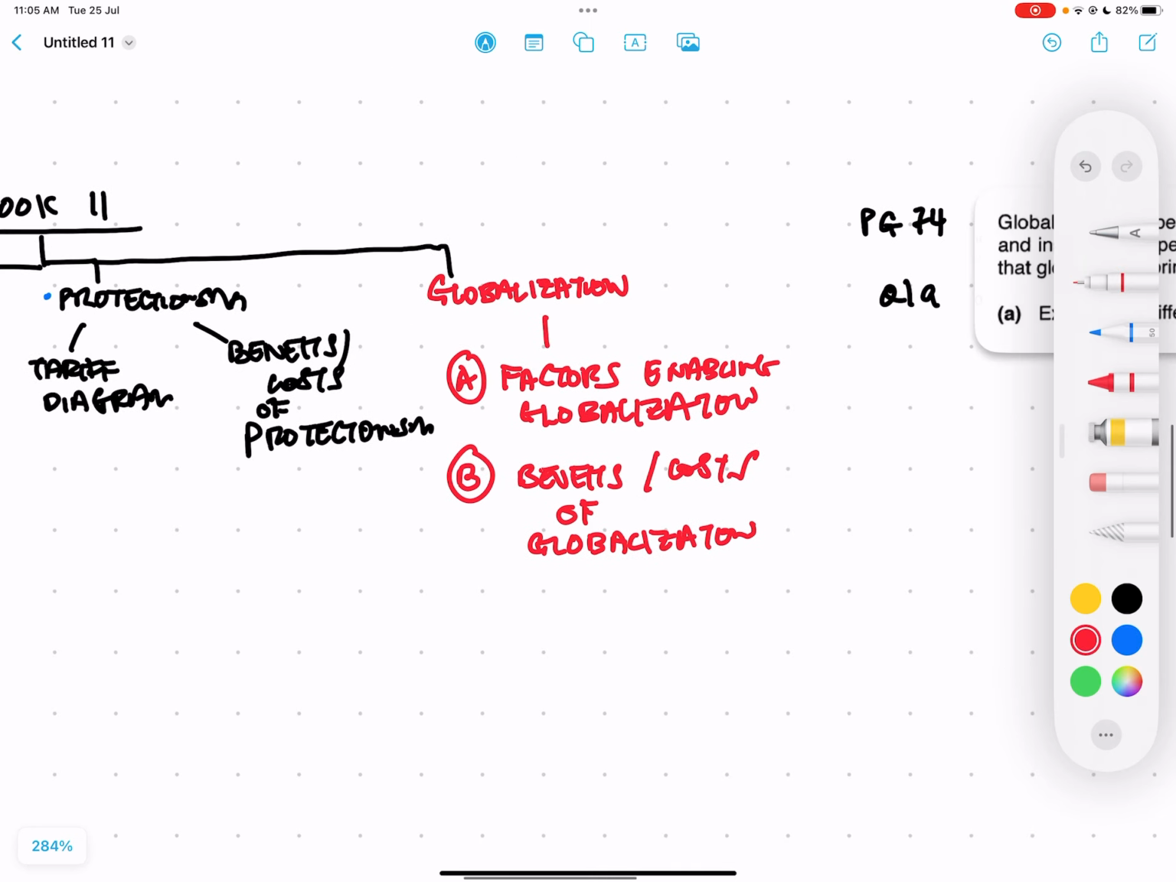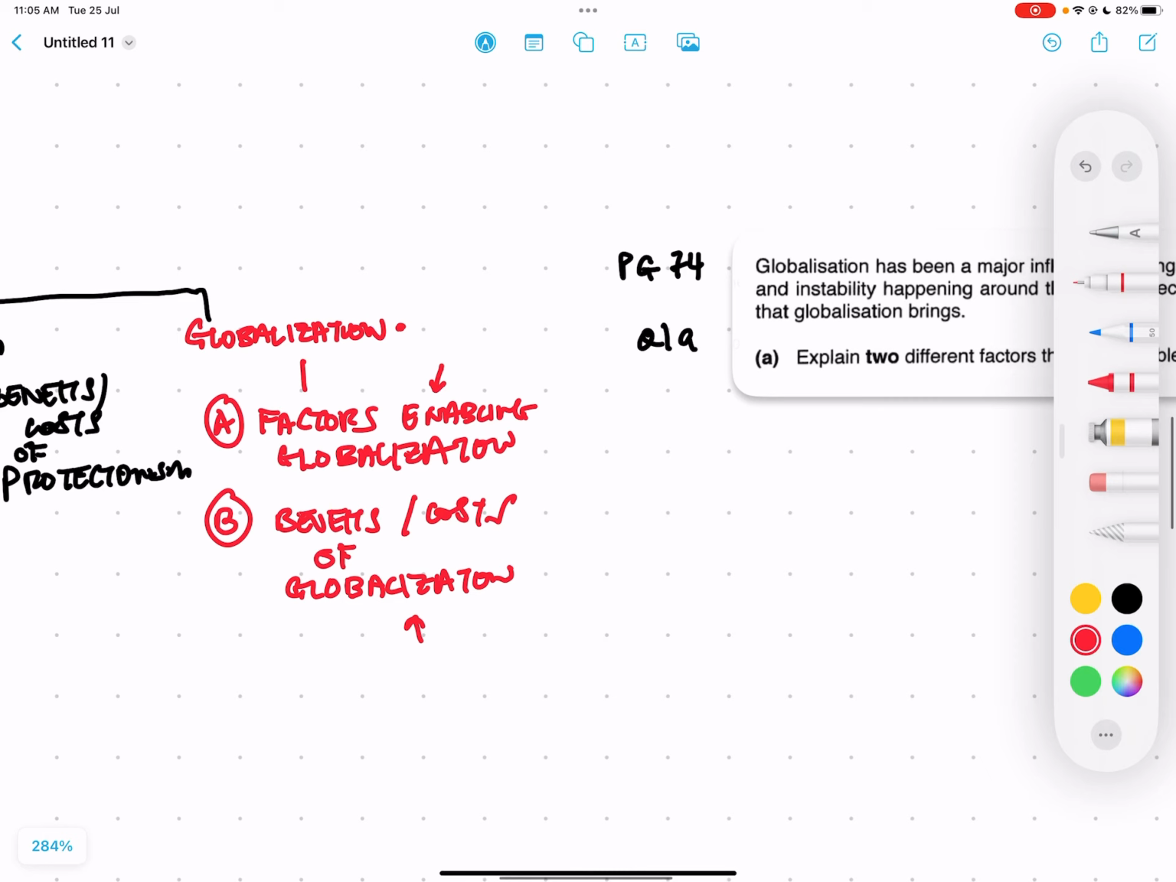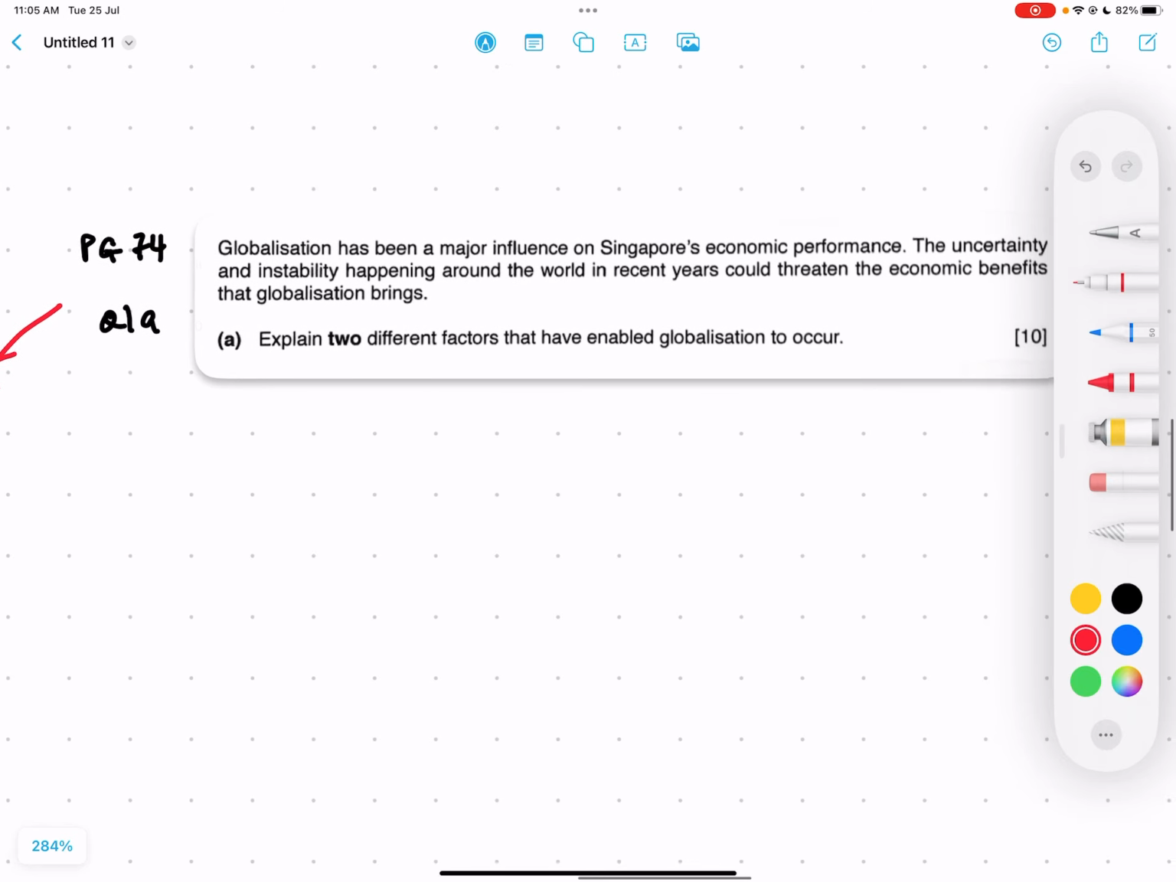This last part is literally called globalization, and there are two big parts to it. The first is the factors that enable globalization, and the next is the benefits and costs of globalization. Today I want to do essay question 1A on page 74. This essay talks about the factors that enable globalization. Okay, let's go to the essay.